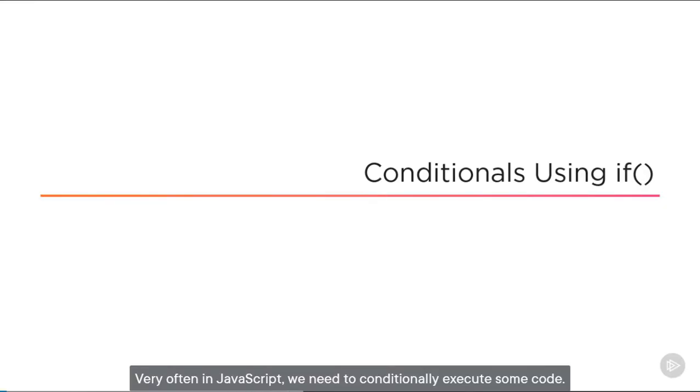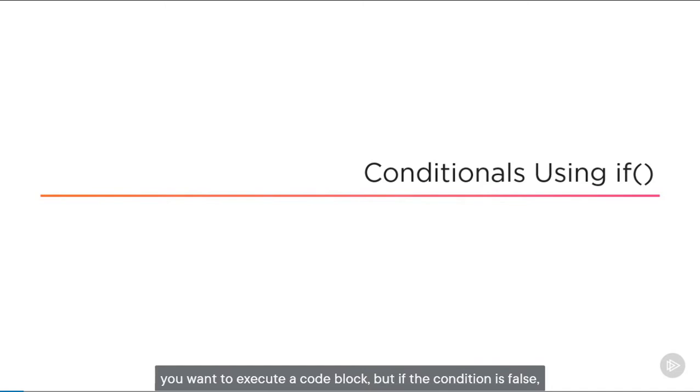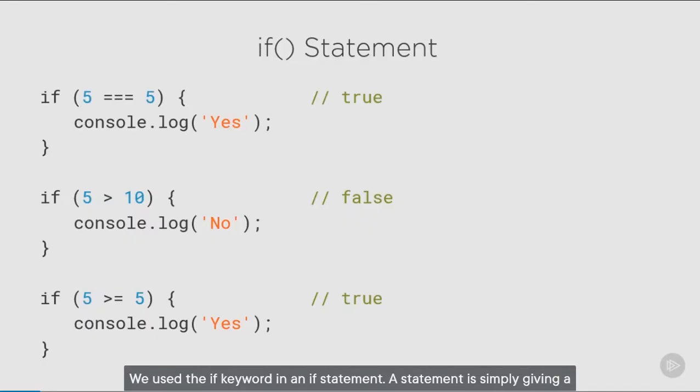Very often in JavaScript, we need to conditionally execute some code. If a condition is true, we want to execute a code block. But if the condition is false, we don't want to execute it. Let's see how this works in JavaScript. We use the if keyword in an if statement. A statement is simply giving a command to JavaScript.